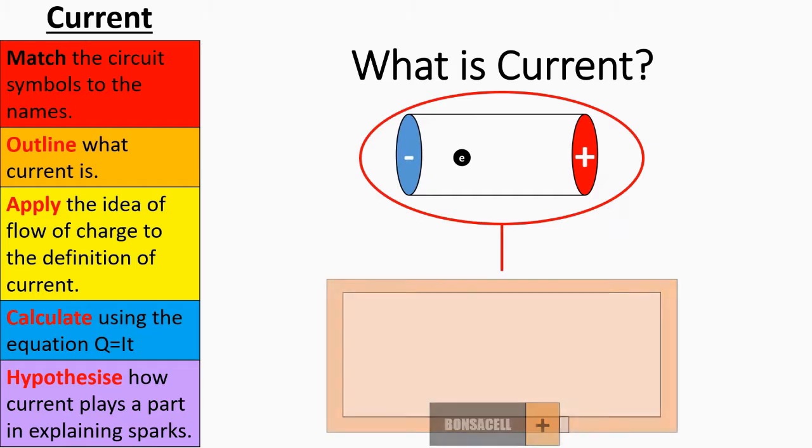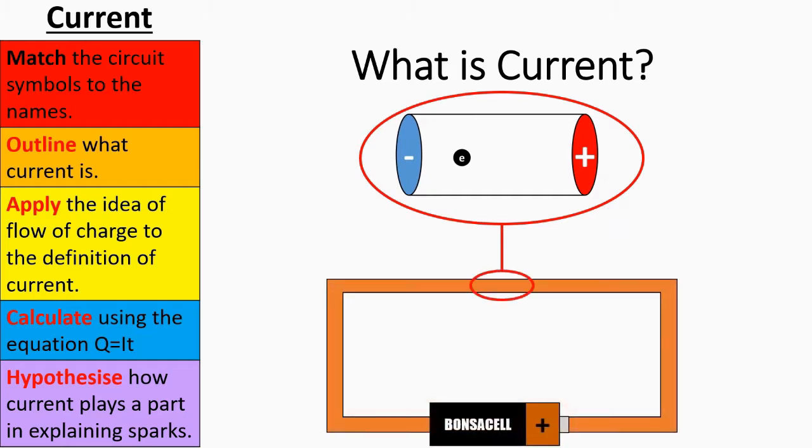Picture a wire as being an empty tube with electrons in it. You can already see how the cell will be able to push the electrons from the negative side towards the positive side. Each cell, each battery, has a negative terminal, and it has a positive terminal at the other side. They're kept negative and positive by means of chemical reactions that happen inside the cell.